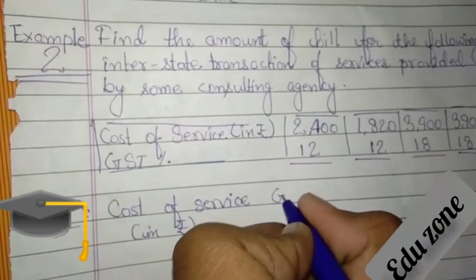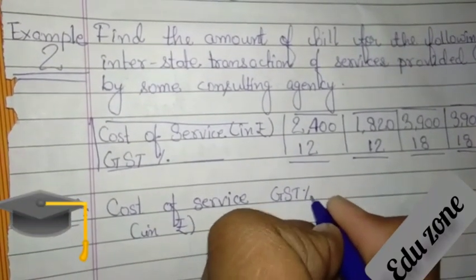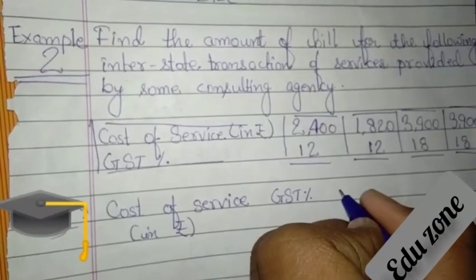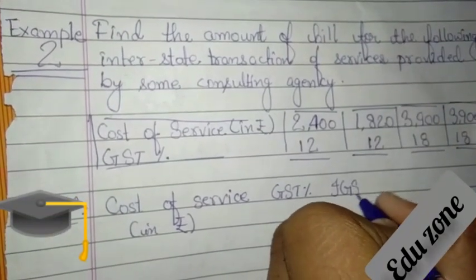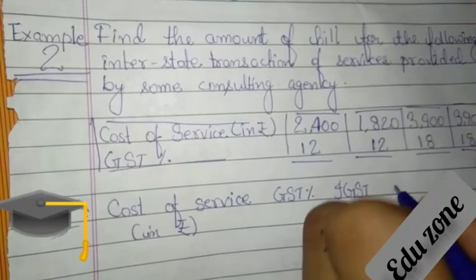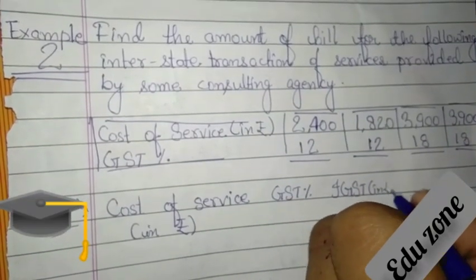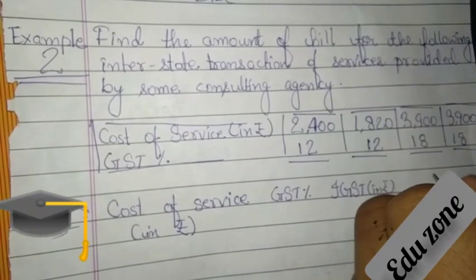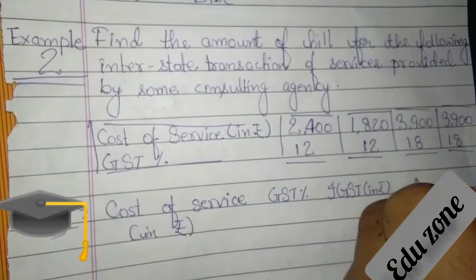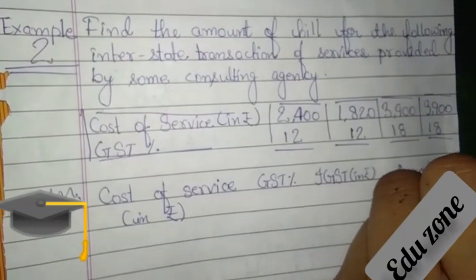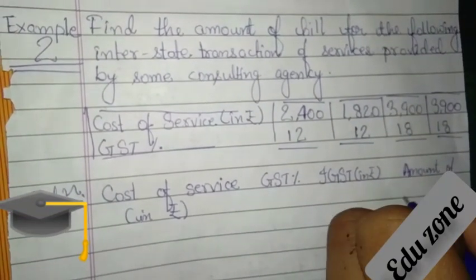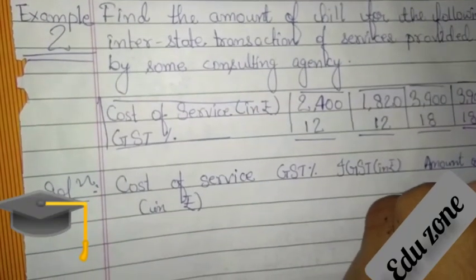The question is, find the amount of bill for the following interstate transaction of services provided by some consulting agency. So it is a case of interstate transaction, and the cost of services and the GST percent are all given on your screen. You can pause and see this question, and you can solve it on your own too. But here we are giving the solution.